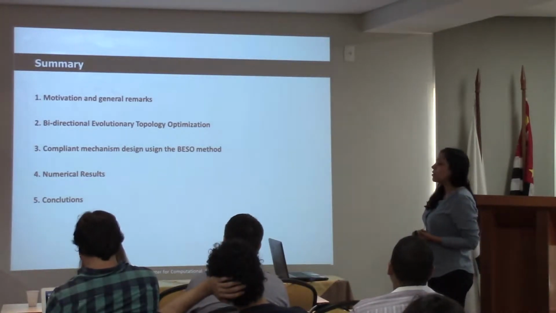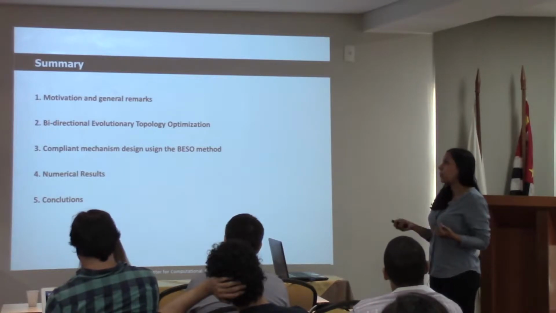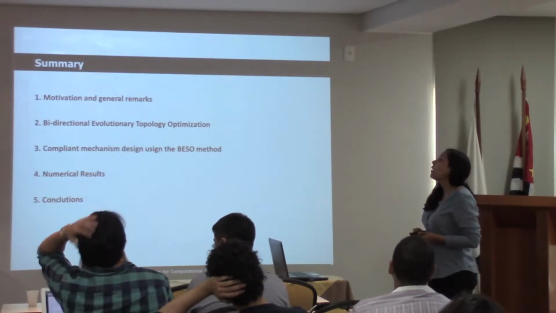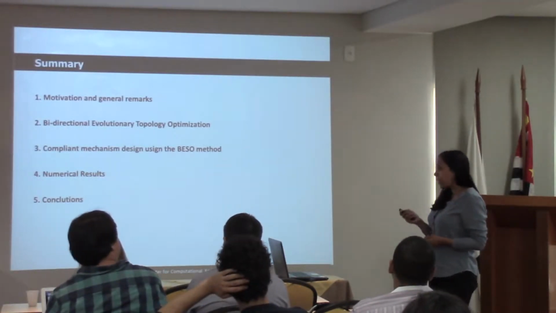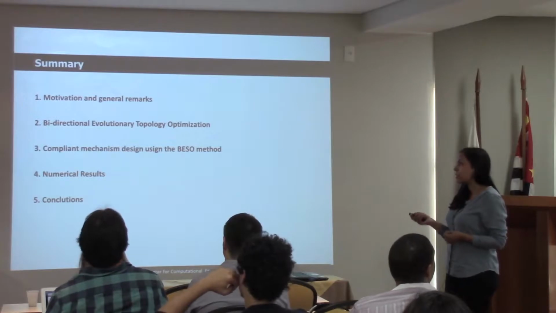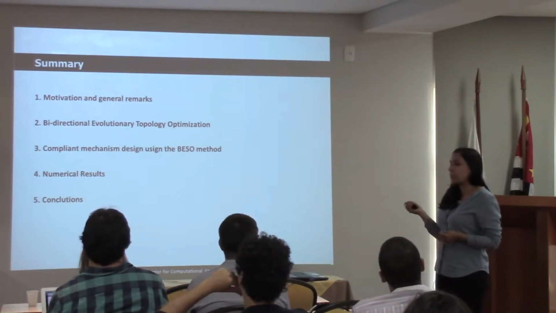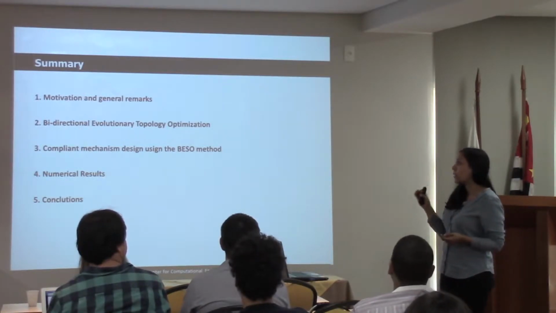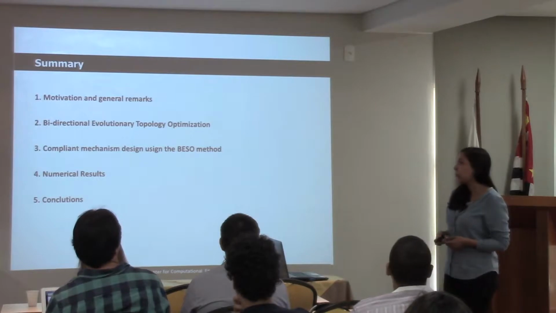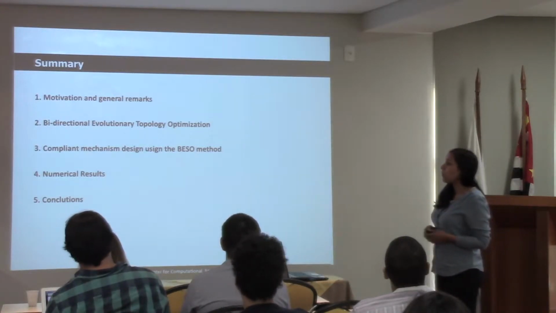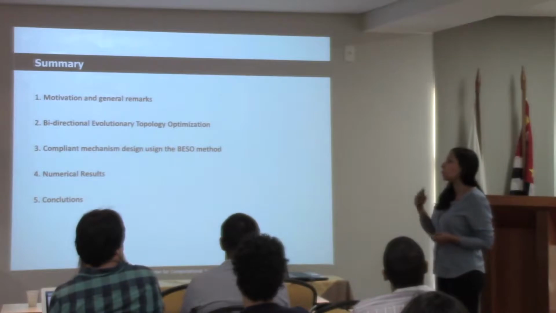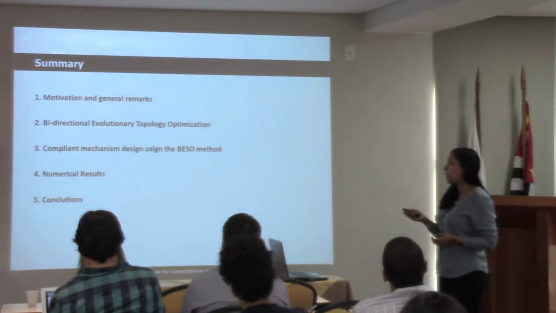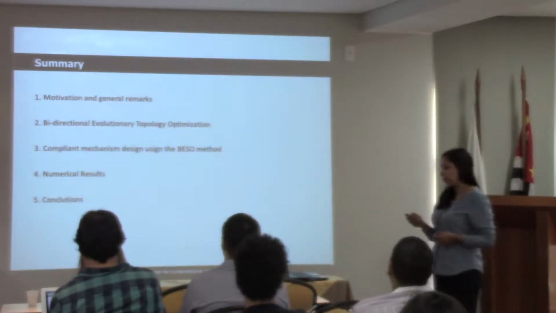The first is the motivation and general remarks. We're going to talk a little bit about compliant mechanisms, what they are, and a few applications. The second one is the bidirectional evolutionary topology optimization that we're going to call the BESO method. It's the one Felipe was talking about. He worked only with ESO, which was the first approach. The third one will be how to use the BESO method for compliant mechanism design. We will be seeing some numerical results and the conclusions.